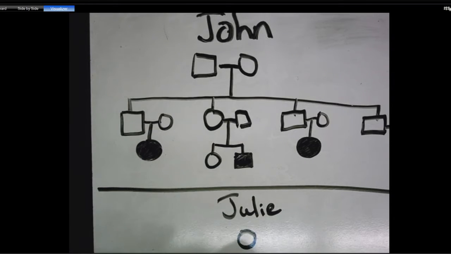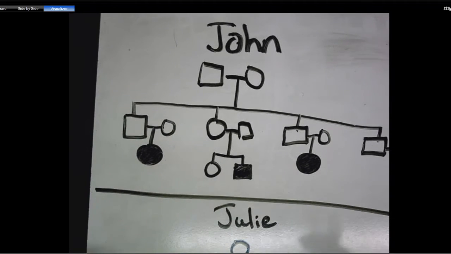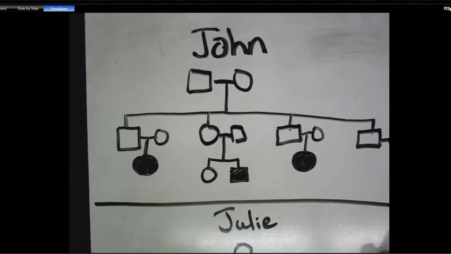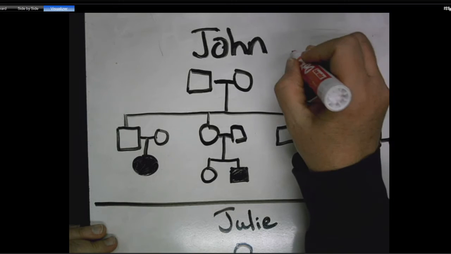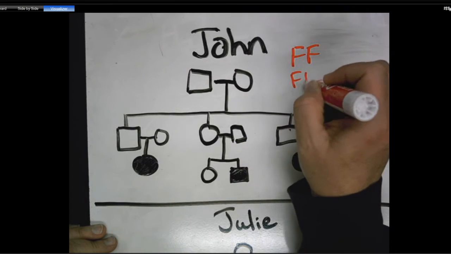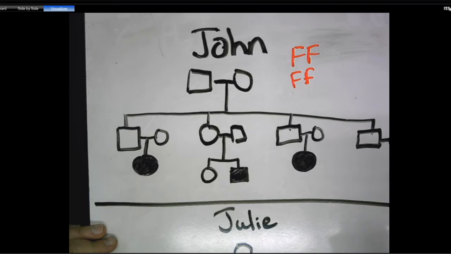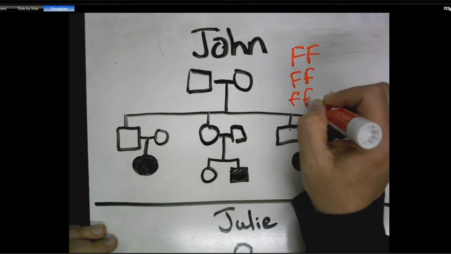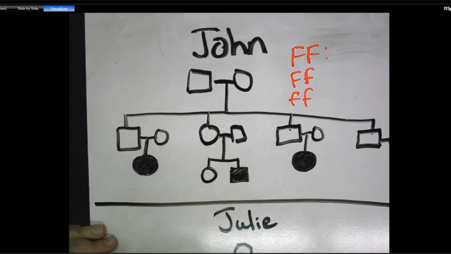Okay. Now, when we're dealing with this, we're going to use the letter F. So we're always going to have 3 genotypes, right? We're going to have the homozygous dominant, we're going to have the heterozygous, and the homozygous recessive. Okay? Those are our 3 genotypes to choose from. So then we can start filling in our genotypes.